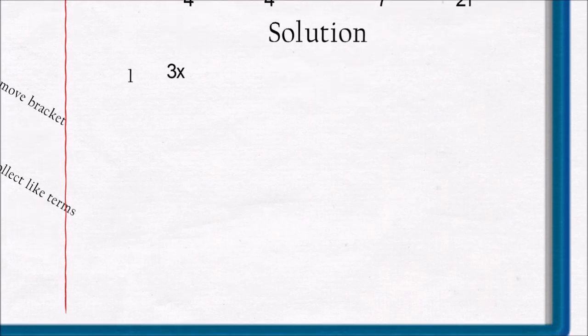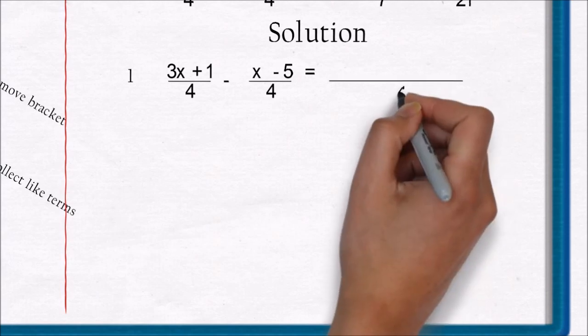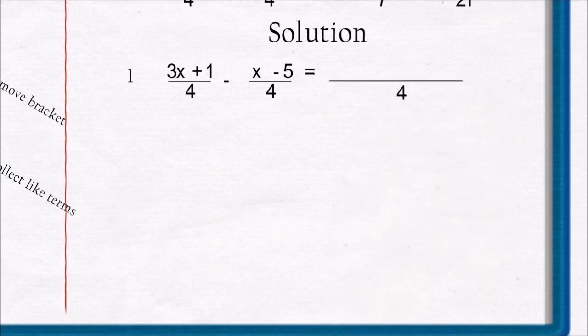3x plus 1 over 4 minus x minus 5 over 4 would be, now notice that the denominators are the same, so we use the common denominator 4. And then we can go ahead and add their numerators. Still using the brackets, we have open bracket 3x plus 1 close bracket minus open bracket x minus 5 close bracket all over 4. Now we go ahead and remove the brackets.